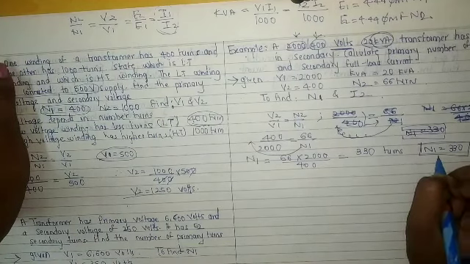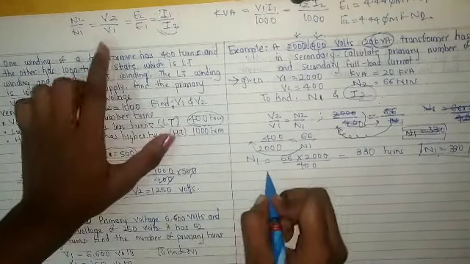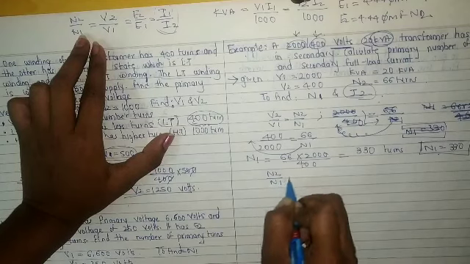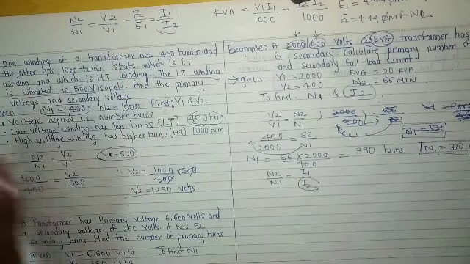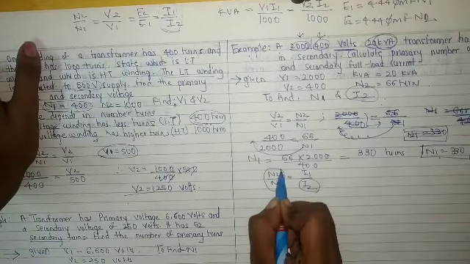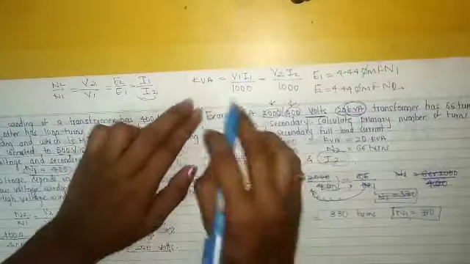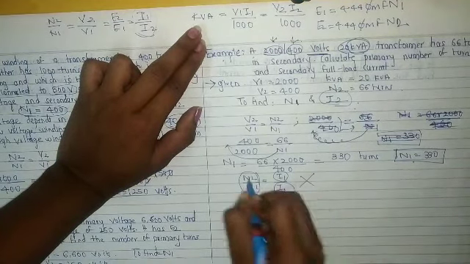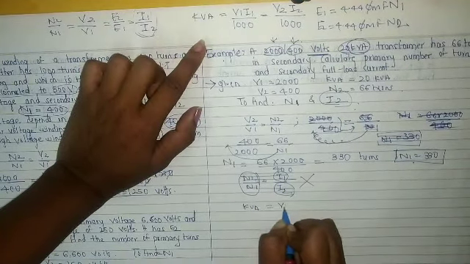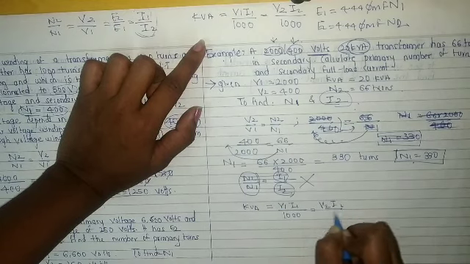We found here N1. Now what we have to find is I2. How we will find I2? Can we use this formula, N2 divided by N1 is equal to I1 divided by I2? No. Why? Because we just know these two terms. We don't know this, right? To find this I2, what is the formula? Another formula, that is they have given here kVA, right? So you can use the formula of kVA. So kVA is equal to V1 I1 divided by 1000 is equal to V2 I2 divided by 1000.